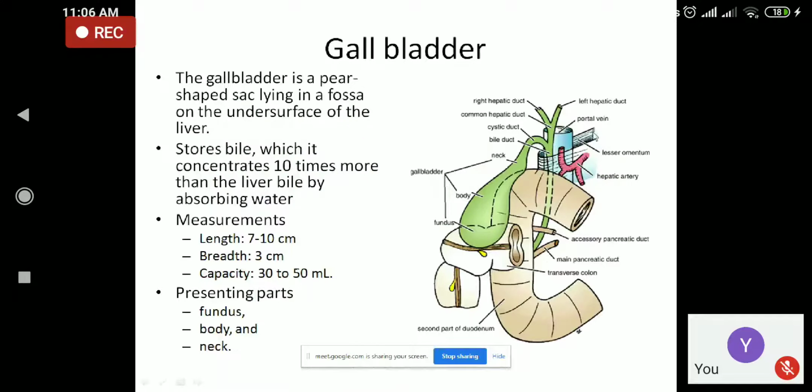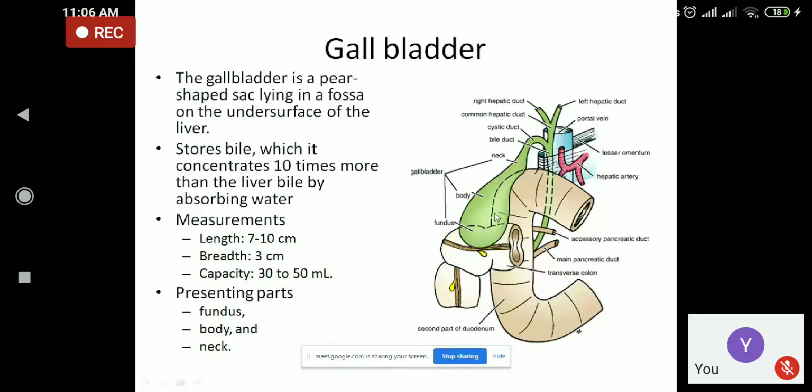Now we are talking about the gallbladder. It is pear shaped and lies in the fossa on the surface of the liver. It stores the bile and concentrates the bile by 10 times, okay, by absorbing the water. The measurement is 7 to 10 centimeters in length, 3 centimeters in breadth, and 30 to 50 ml in capacity.